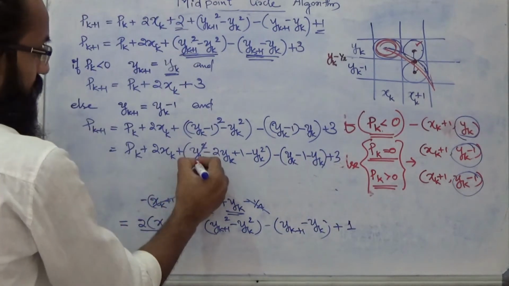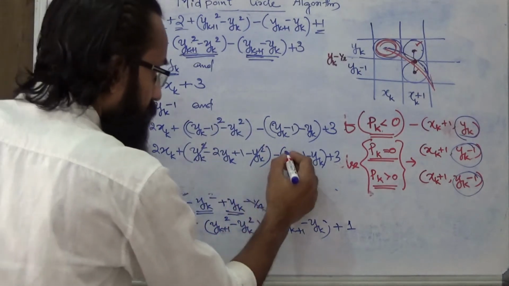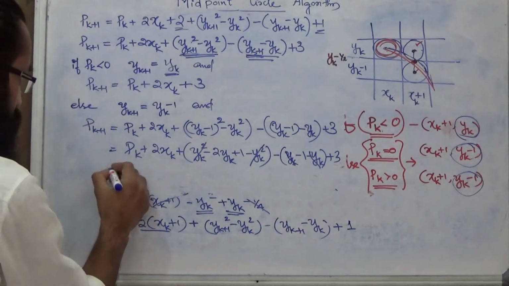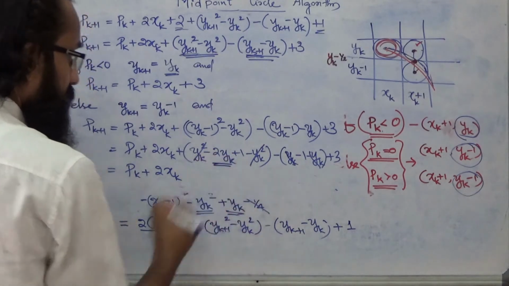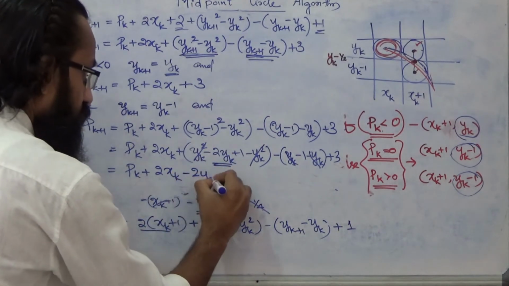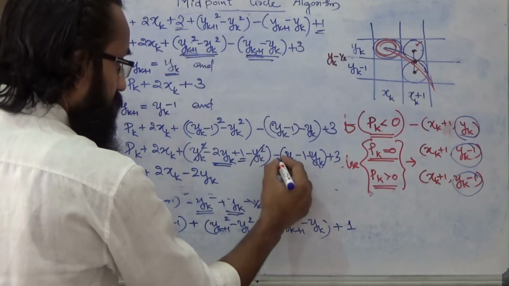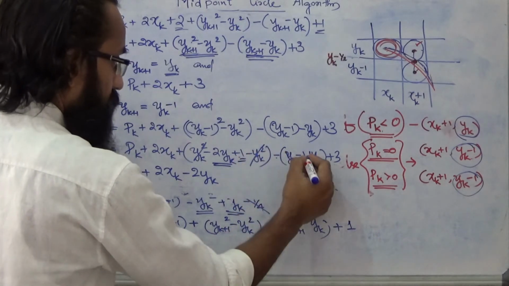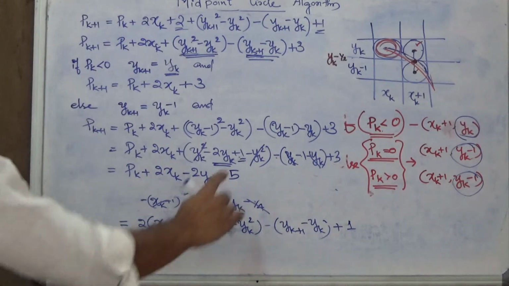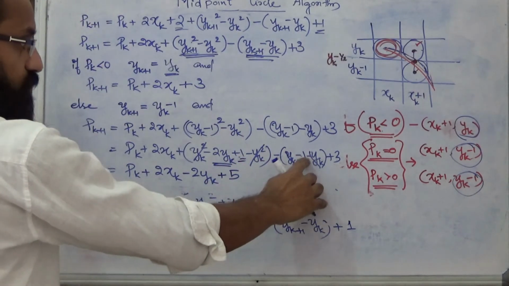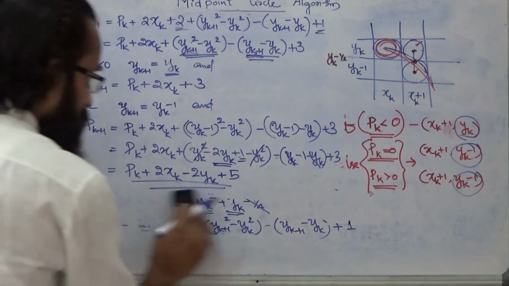So here yk² and minus yk² get cancelled. Here yk and minus yk get cancelled. So this term becomes pk plus 2xk. You can take this thing minus 2yk. Then you are having 1, this minus of minus 1, 1 plus 1, 2 plus 3. So you will be having plus 5 here. 1, 2, 3, 4, 5. So this will be the new decision parameter.